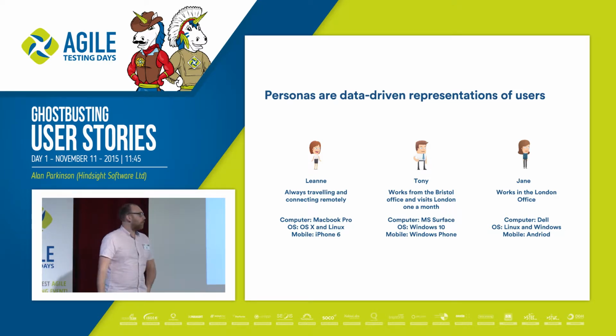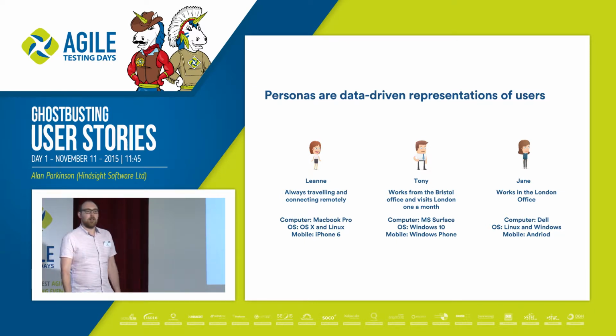And they get some key information that you wouldn't normally have. So Leanne here is always traveling and connecting remotely. So she has a particular different set of needs to some of the other personas. Certainly Jane works in the London office.